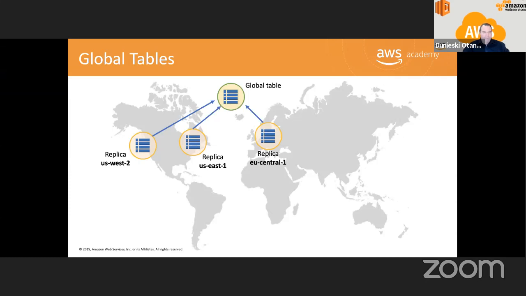So once you enable that, DynamoDB will perform all the necessary tasks to create identical tables in these regions and propagate ongoing data changes to all of them. Okay. So whenever there is a change in the master, all the replicas will get that change too.